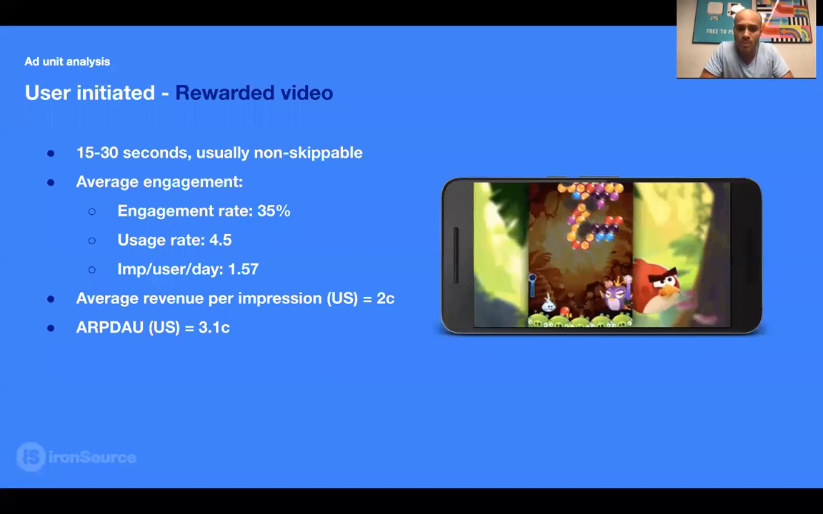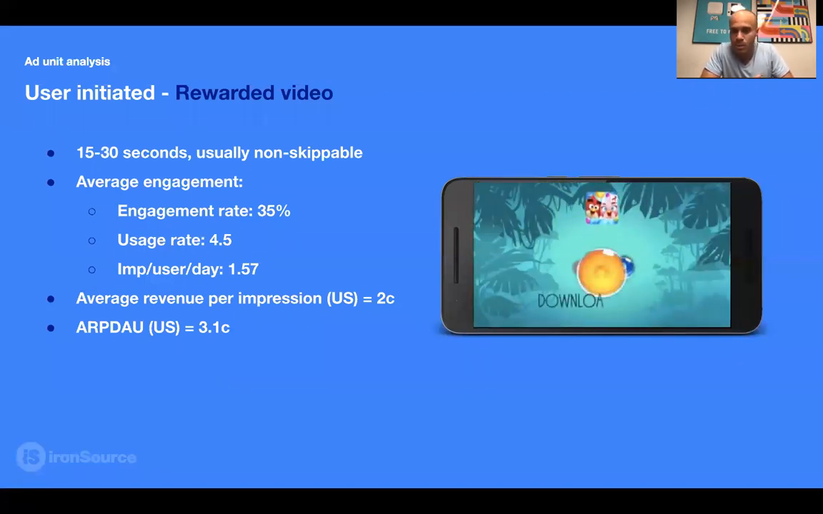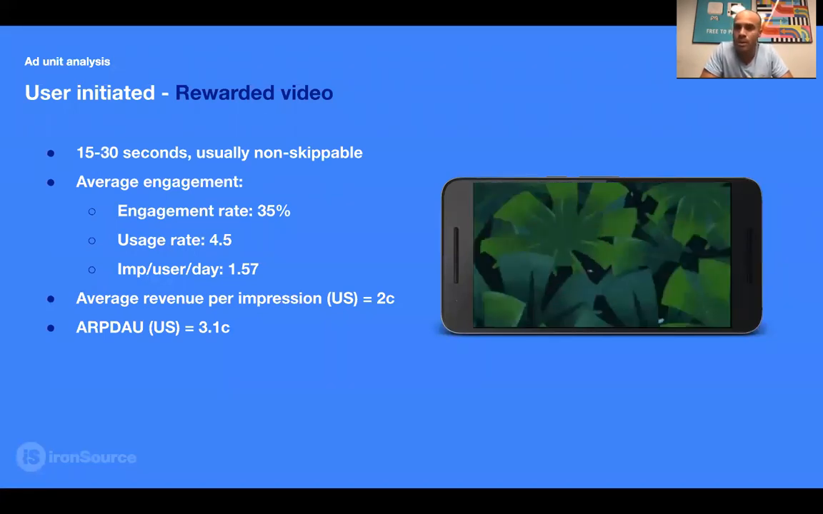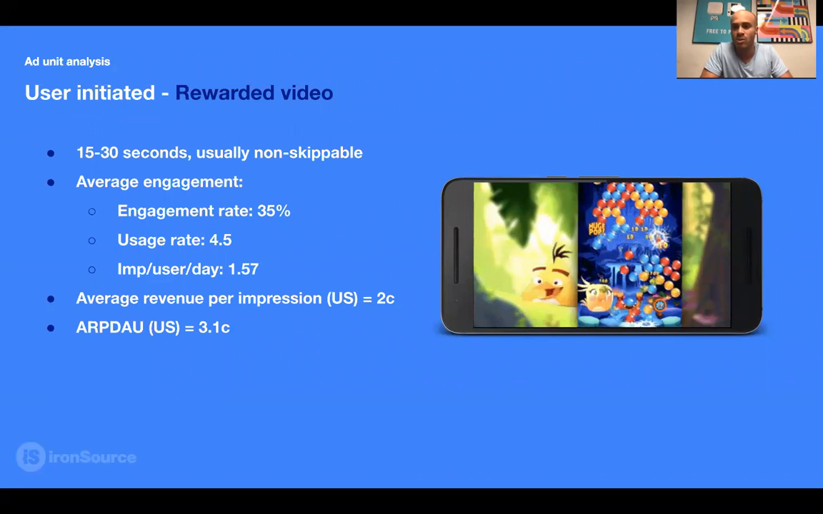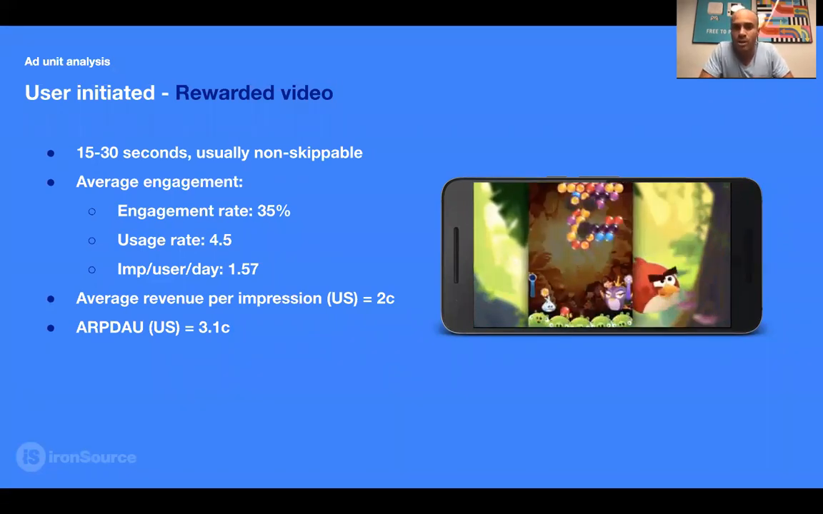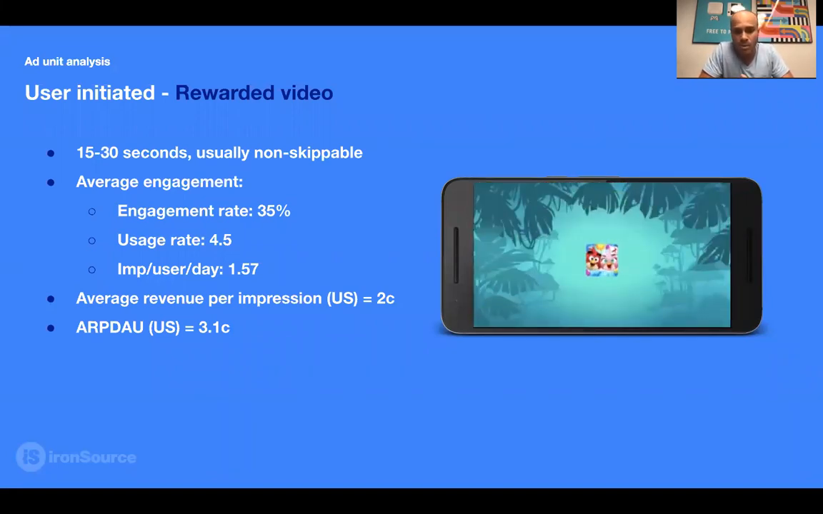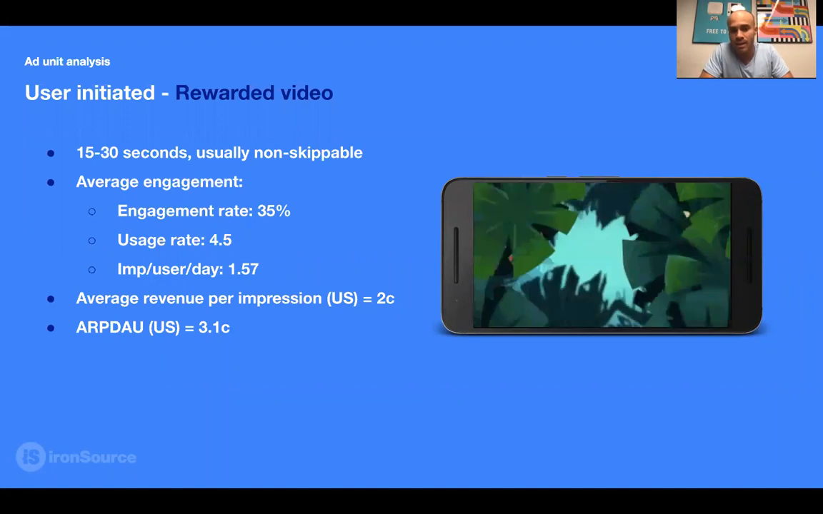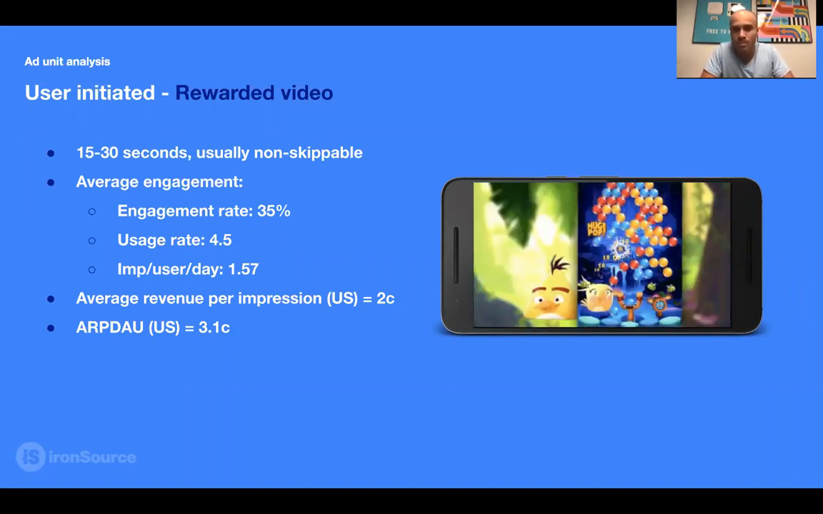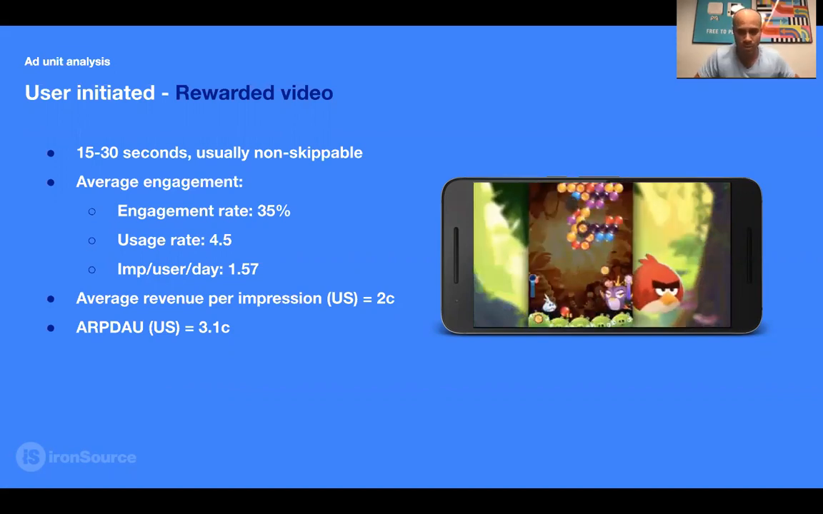The average revenue per impression in the United States, I took the United States as an example, is 2 cents. By the way, it's because the average eCPM that we see in this country for rewarded video is about $20. It means that for each impression that is served, you are generating 2 cents revenue. And total ARPDAU, which is again a multiple of the revenue per impression and impressions per user, is 3.1 cents.